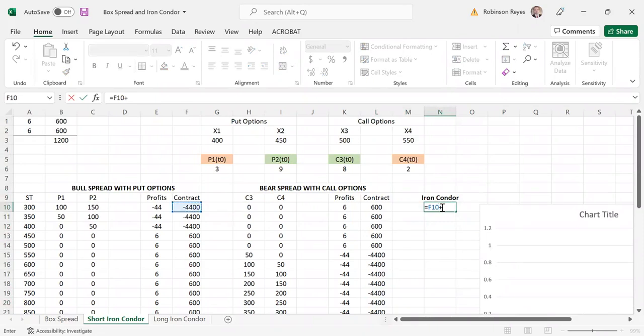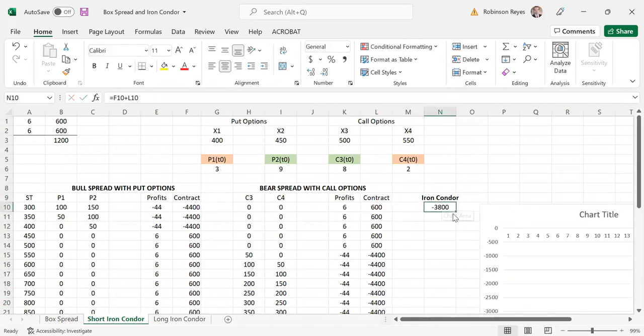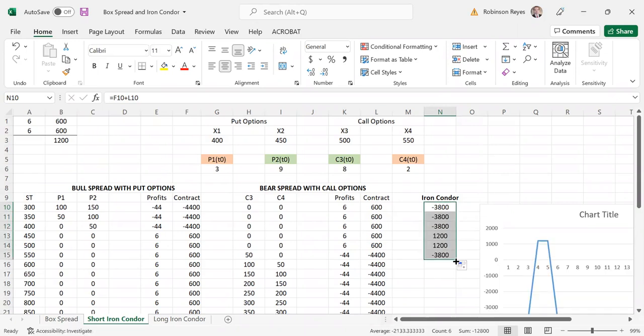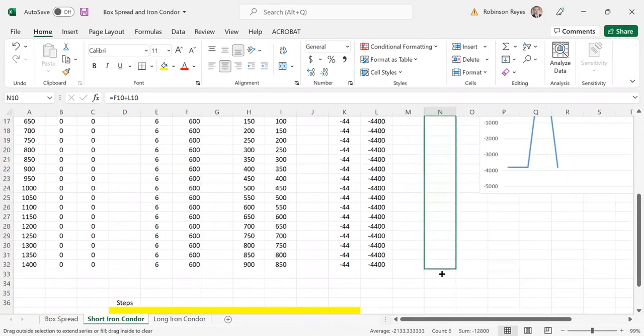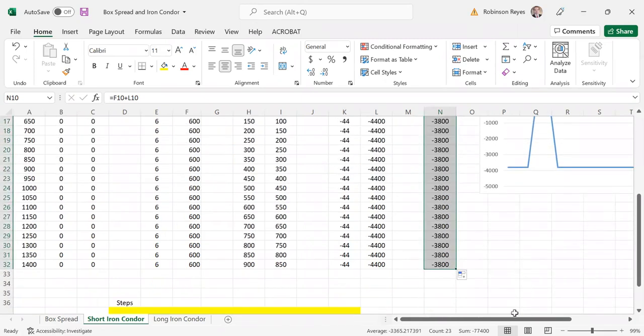Then finally, iron condor is just a combination of these two things. So we just add them up. And let's keep in mind, for a while, we are going to get 3,800 as loss. Then there is a range in the middle where we get some profits, and then we go back to that 3,800, which is again a loss.